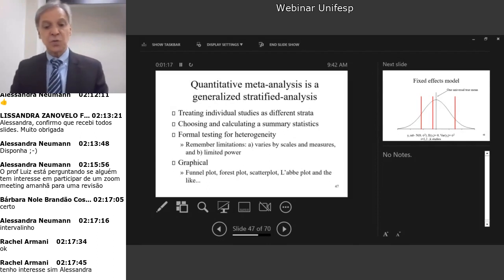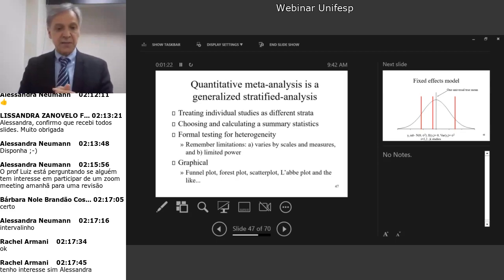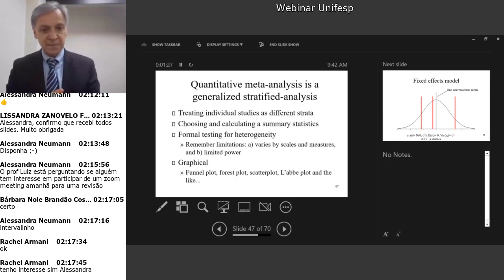Então, a gente deixou... Estamos de volta, pessoal. Espero que todos estejam já de volta do break. Nós paramos exatamente aqui, né? A gente estava falando da Quantitative Meta-Analysis. It's a generalized stratified analysis.